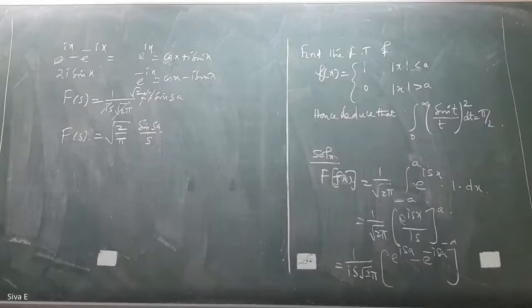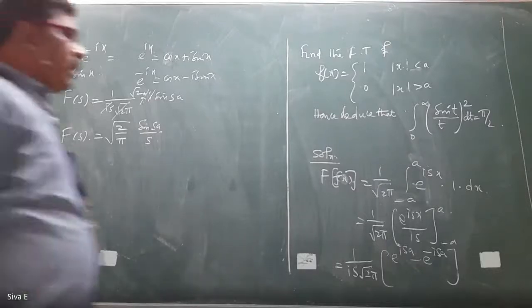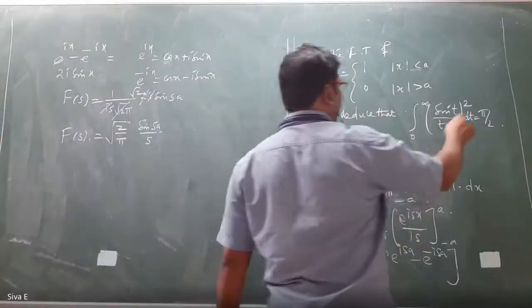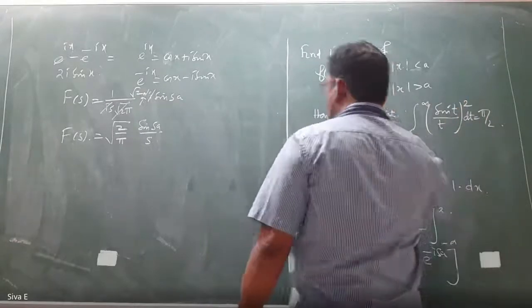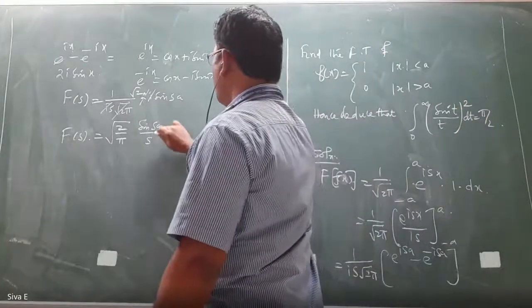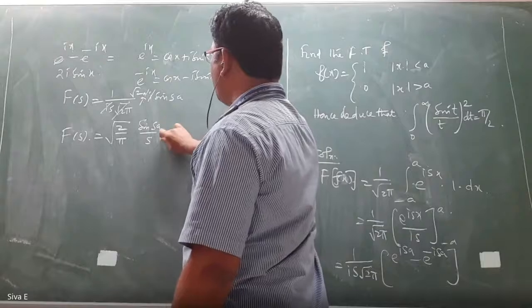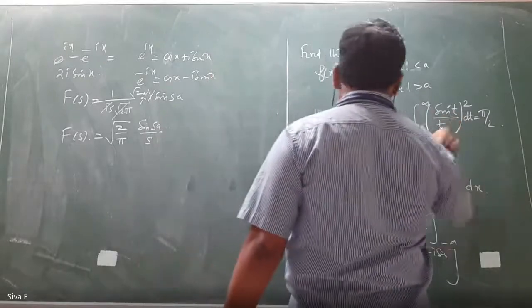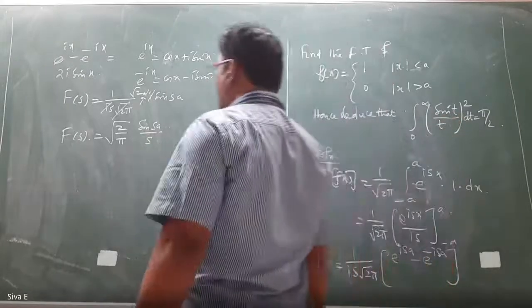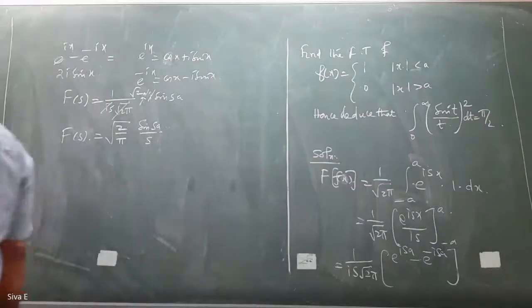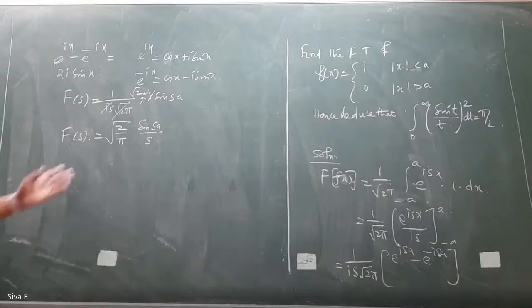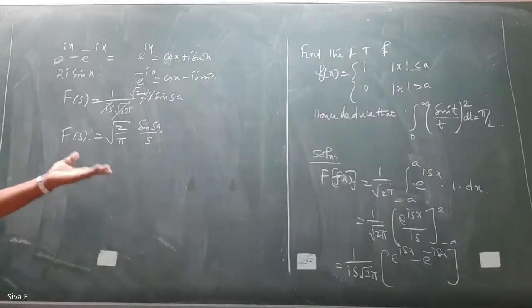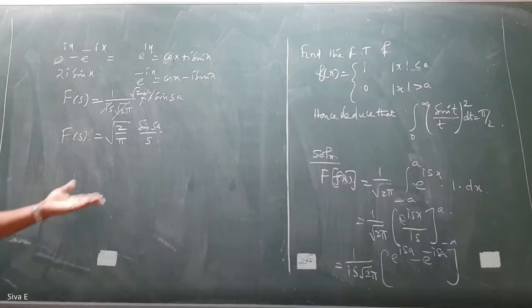Now listen, the requirement is the square of the Fourier transform. If you apply the same thing here, you will not get the answer from the inversion. The inversion is f of x equal to 1 by root 2 pi, integral from minus infinity to plus infinity of e power minus isx f of s ds. If you apply that, you will not get the answer.